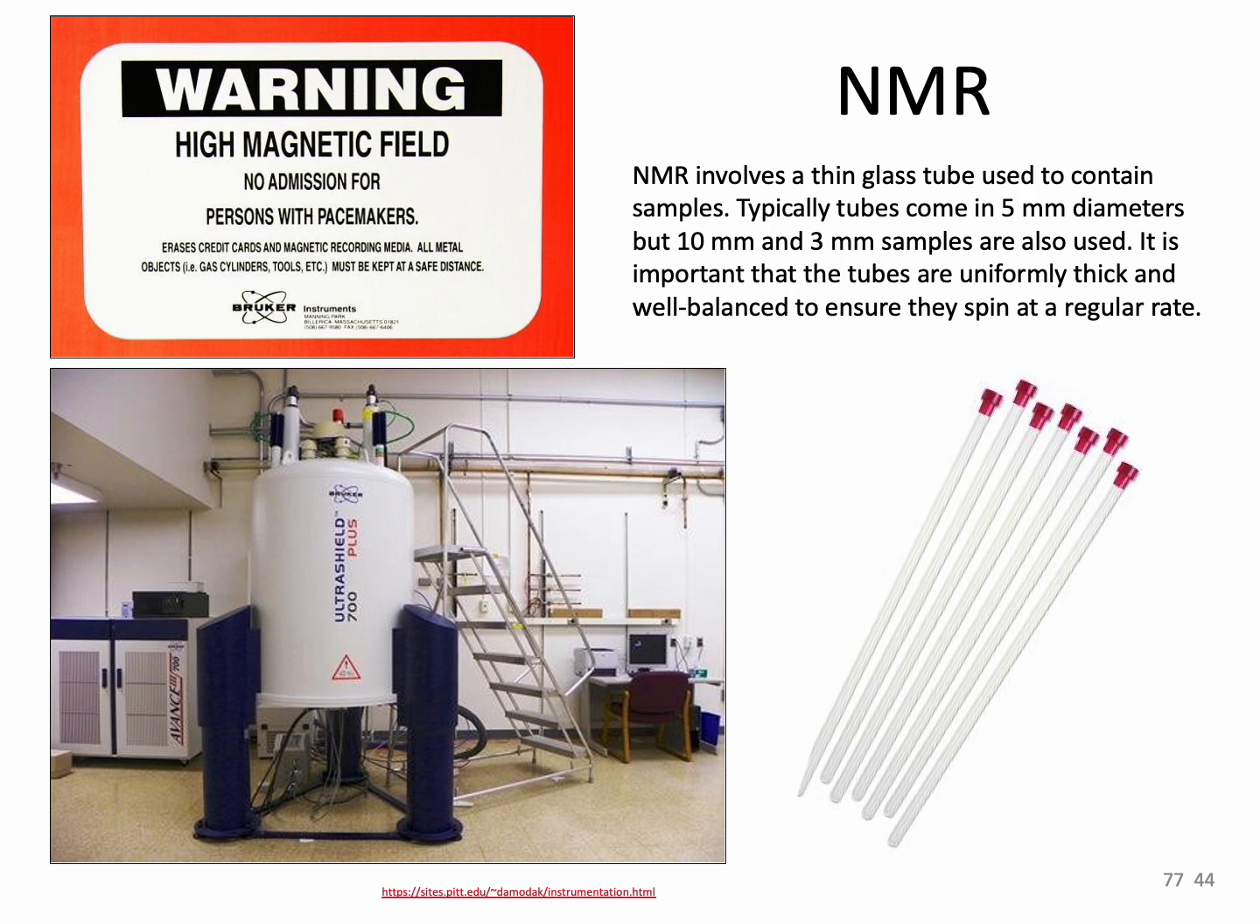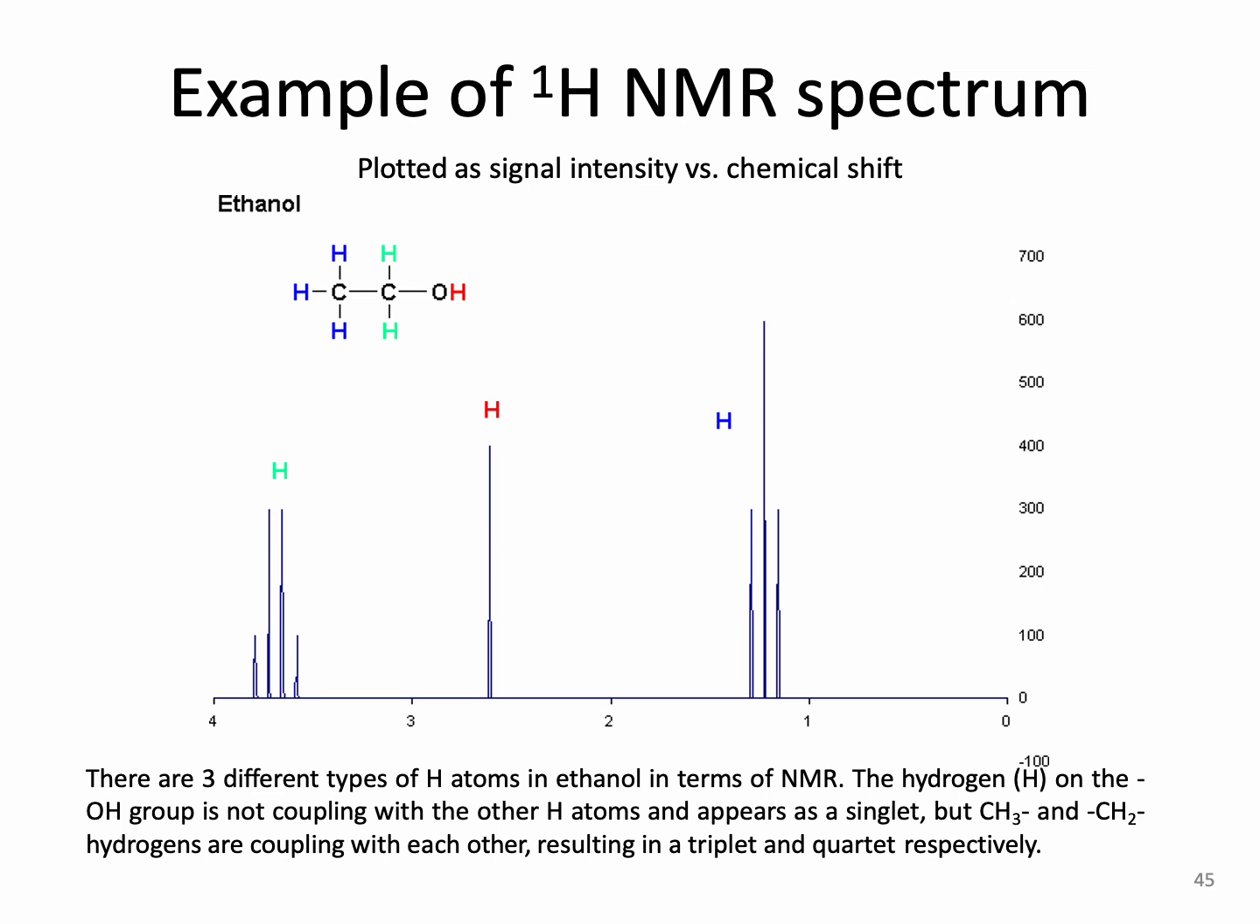Now, the NMR involves a thin glass tube used to contain samples. Typically tubes come in 5-millimeter diameters, but 10-millimeter and 3-millimeter tubes are also used. It's important that the tubes are uniformly thick and well balanced to ensure they spin at a regular rate. On the left side, you can now see NMR equipment.